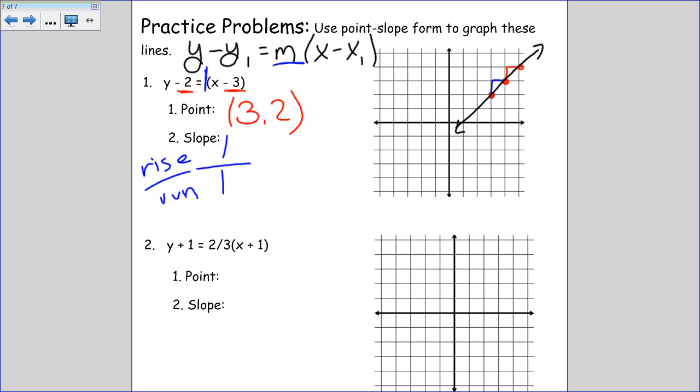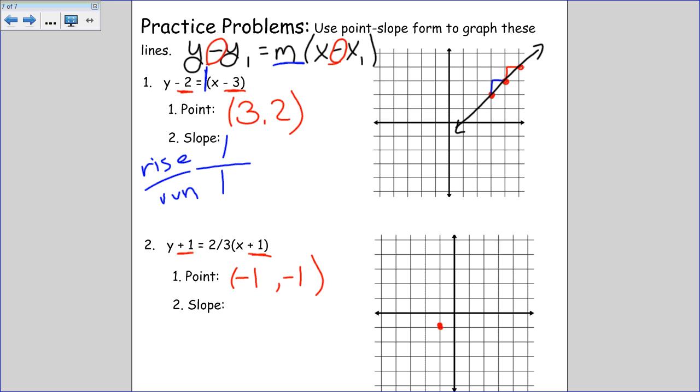Okay, so let's try it again with the second one. We're given the equation y plus 1 equals 2/3 times the quantity x plus 1. All right, what's our x1, comma, y1? Well, I see a 1 here and a 1 there. Is it just the point 1, 1? Well, remember, our formula says that we're subtracting our x1 and our y1. So if it's positive here, we must have subtracted a negative number. Okay, so our point is really negative 1, comma, negative 1, which we can graph over here.